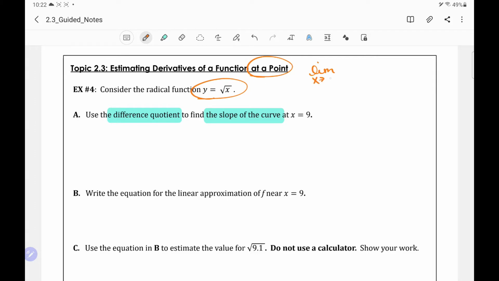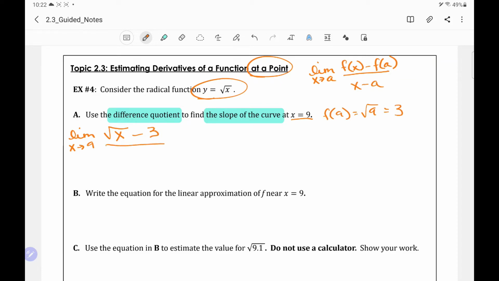I can use this one. Remember the shorter version where we didn't have to do x plus h and all that stuff? This is the one I'm going to use because I have a point, x equals 9. And I know the function, so I can get f of a. So the first thing I need to do is just write out my formula. The limit as x goes to 9 of f of x, which is square root of x, minus f of a. Well, this one is easy. What's f of 9? The square root of 9 equals 3. We always use the principal square root, if you've noticed so far.